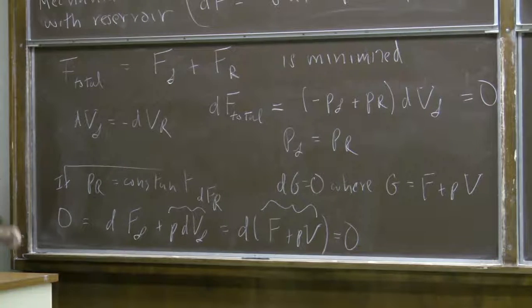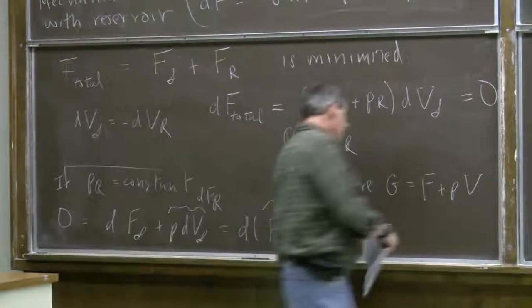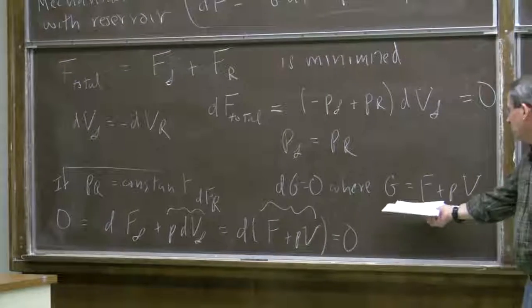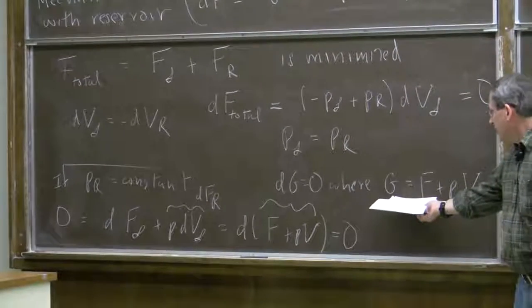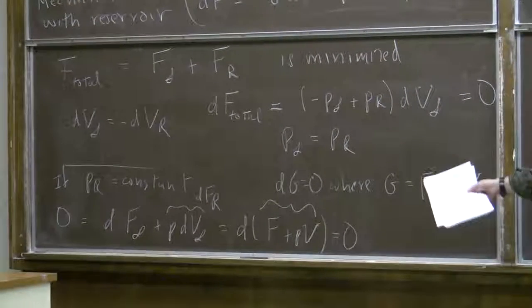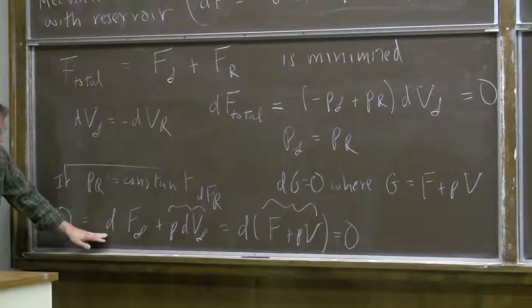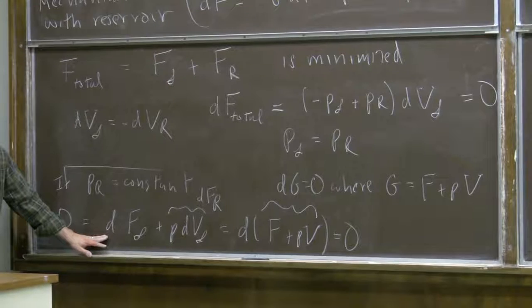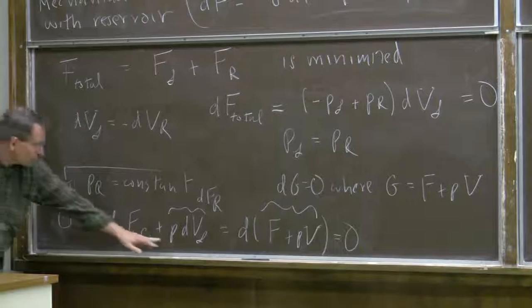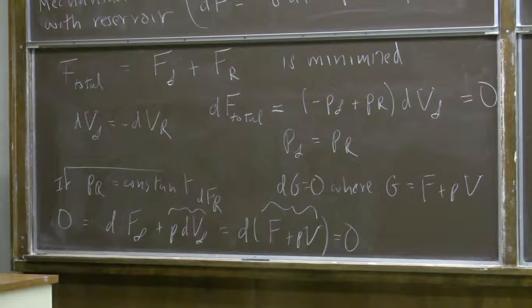So the criterion that the system minimizes its Gibbs free energy, G, is equivalent to the criterion that system and reservoir together minimize the Helmholtz free energy, where the reservoir has a fixed value of the pressure, P.